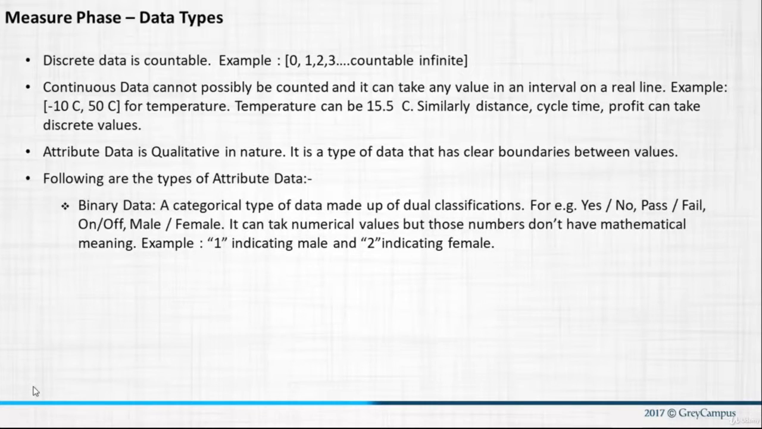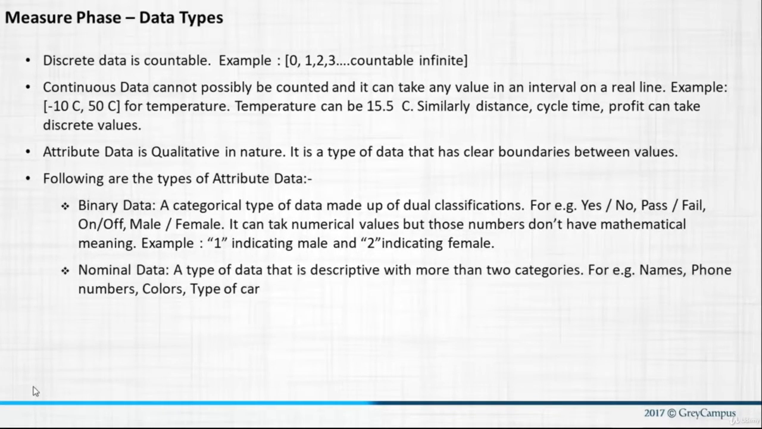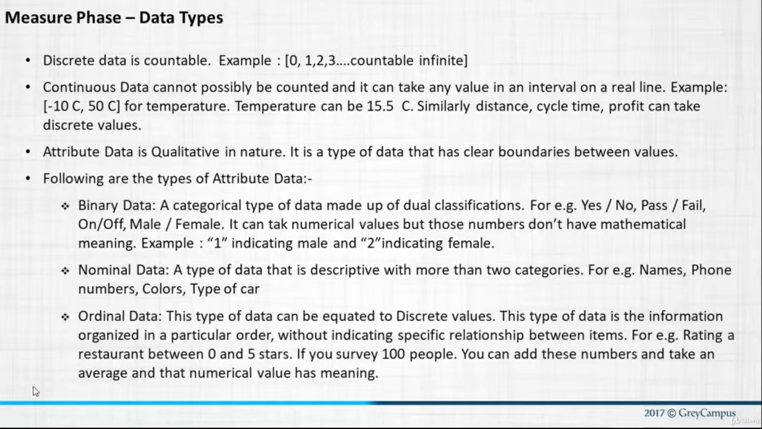Binary data is go, no go, red, green, pass, fail. There are only two possible numbers. That's why it's referred to as binary data. Nominal data is more names. They are independent categories of each other, but more than two of them. You can mix this order up and it doesn't affect the integrity of the data. Ordinal data, you cannot mix it up. There is an order associated with it.